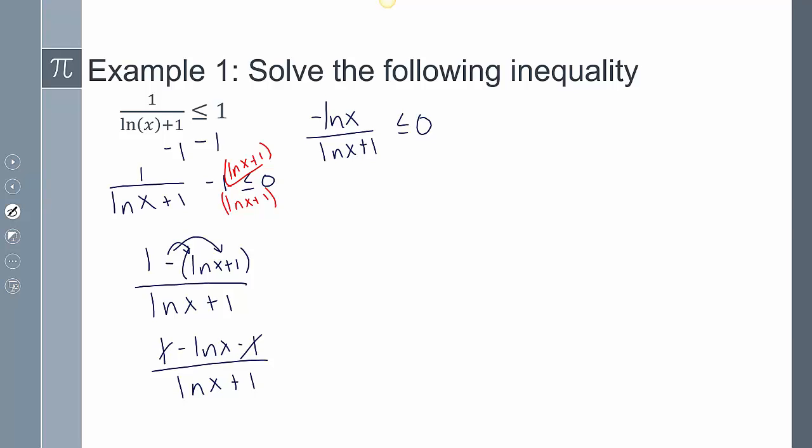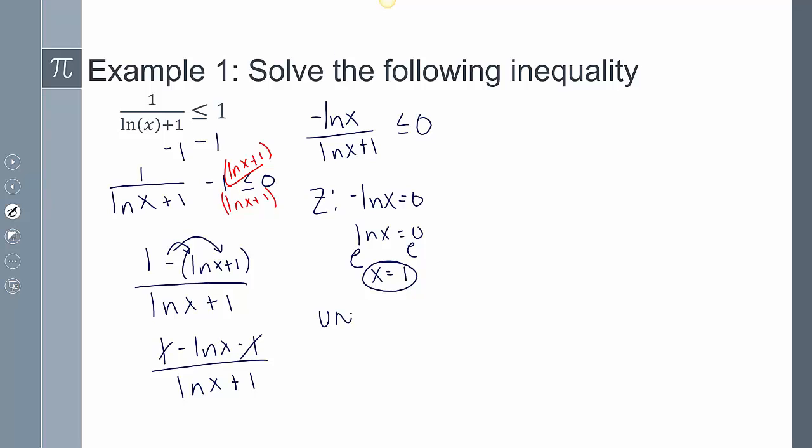So remember, we need to find the undefined values. We need to find my zeros. So to find my zeros, I can say negative ln x equals 0. You just solve what the top is. And so, dividing by the negative, base e to both sides, x is going to equal 1. So that's going to be one of the values.